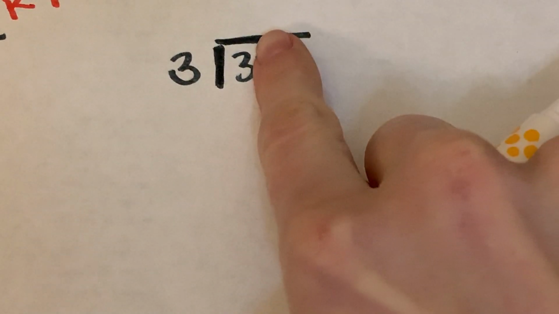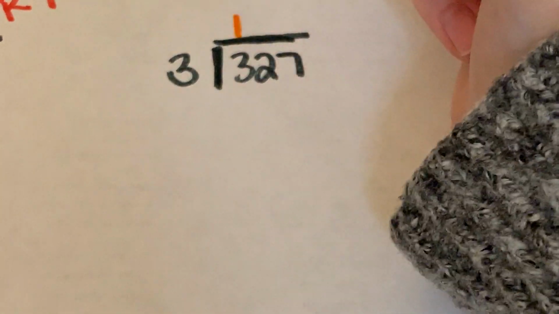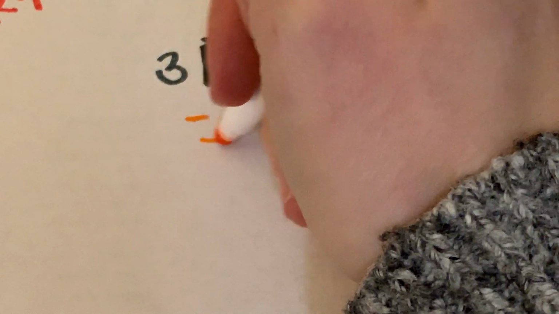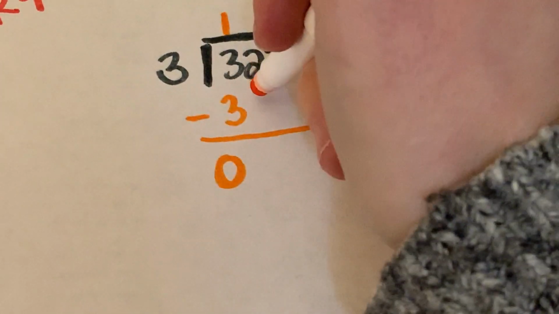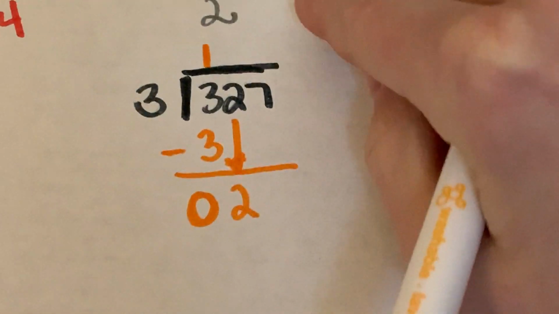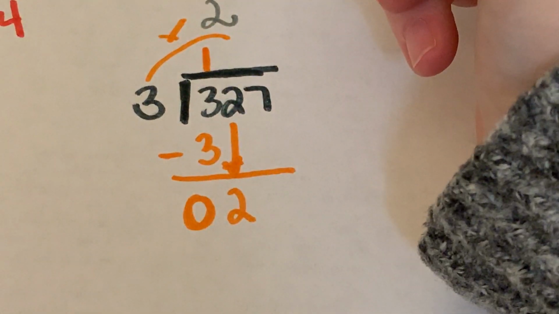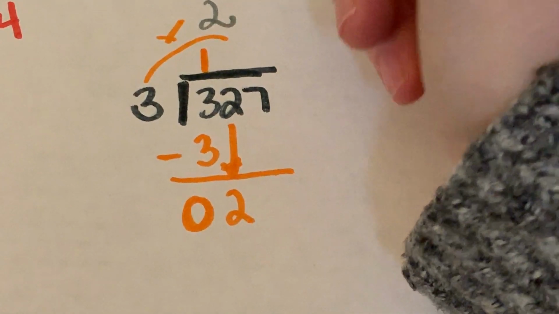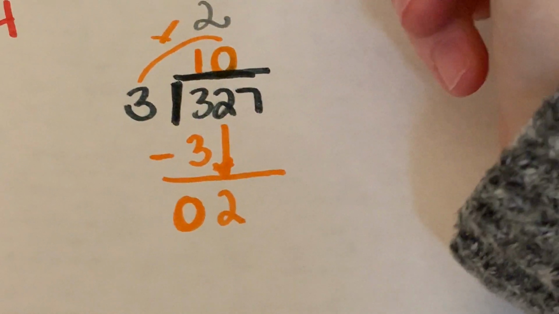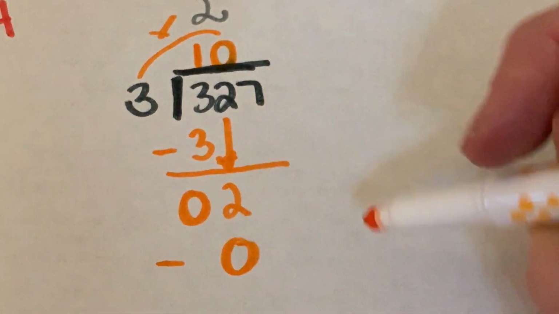So 3 times what gives me 3? 3 times 1. 3 take away 3 gives me 0. I'm going to bring down the 2. Okay? Now, again, 3 times what gives me 2? Well, I can't do anything there. So I have to put a 0 because 3 times 1 is too big. So I am going to subtract that 0.